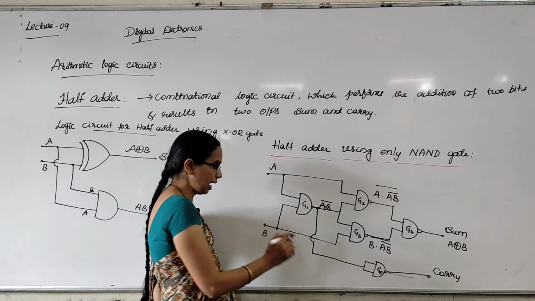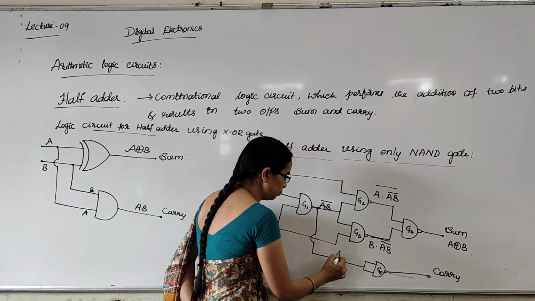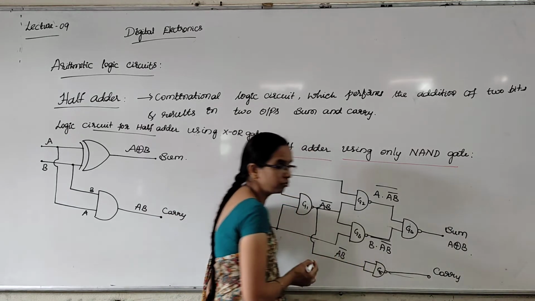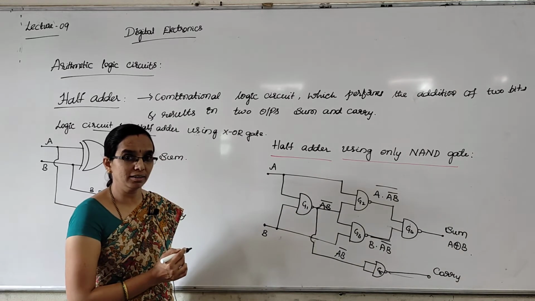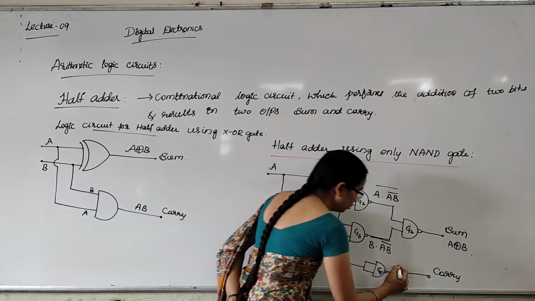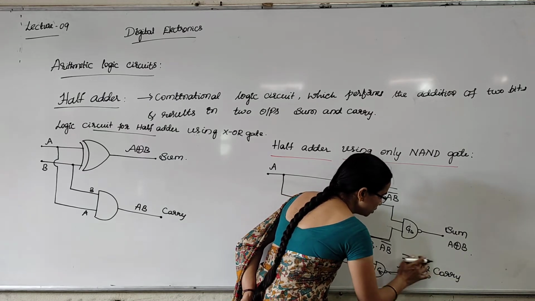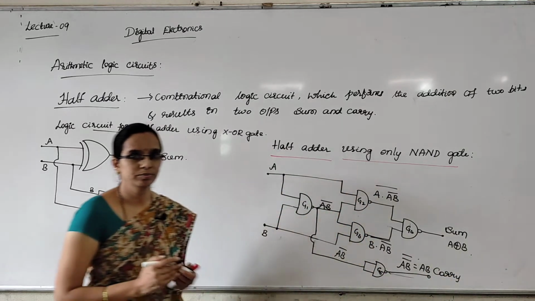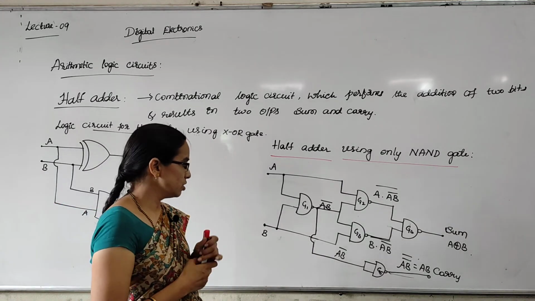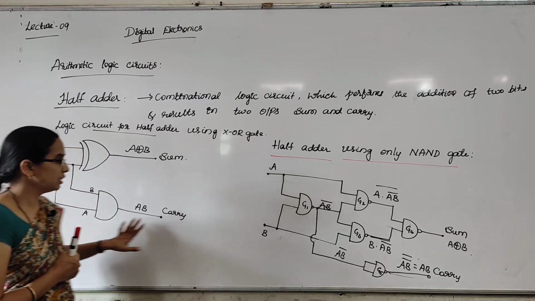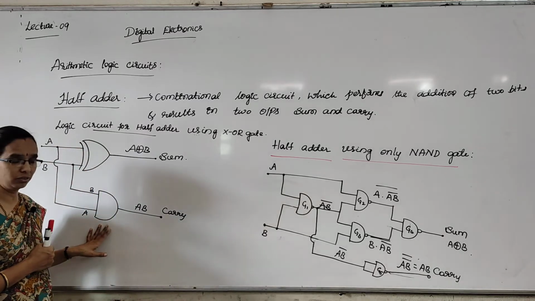Okay, and for carry also, here it is AB bar that I am taking as input. I have joined the two inputs of the NAND gate to make it a NOT gate. So the output will be AB bar whole bar, which is equal to AB, our carry output. This is the logic circuit for the XOR gate using only NAND gates.